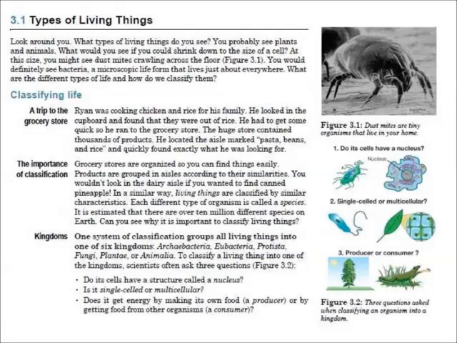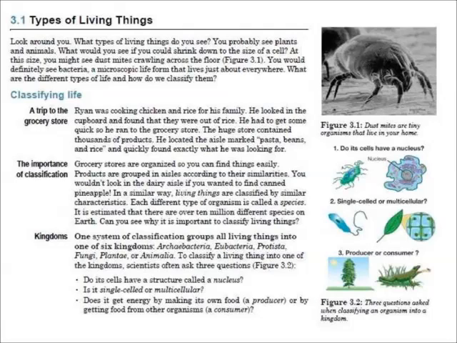Ryan was cooking chicken and rice for his family. He looked in the cupboard and found that they were out of rice. He had to get some quick, so he ran to the grocery store. The huge store contained thousands of products. He located the aisle marked pasta, beans, and rice, and quickly found exactly what he was looking for.